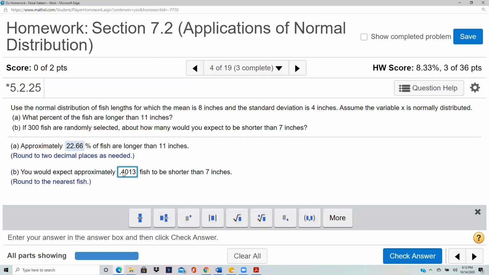0.4013 is the probability, and out of 300 fish, you multiply that by 300 to calculate how many, because probability is the same as proportion. So the proportion of fish which are shorter than 7 inches is 0.4013, and if you want to find how many there are, you multiply the proportion by the total. So let's see, 0.4013 times 300 is 120.39. So that's 120 to the nearest fish.